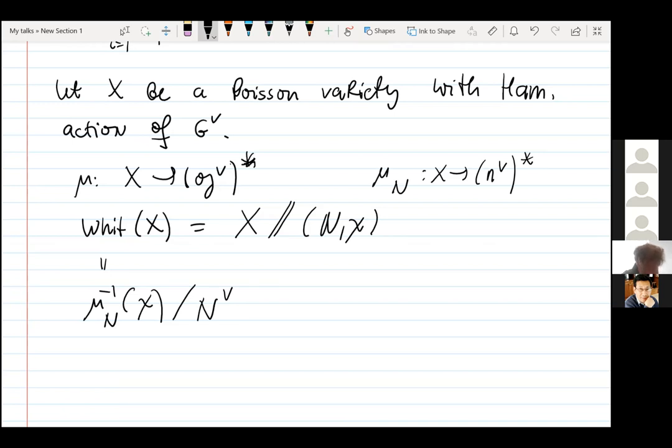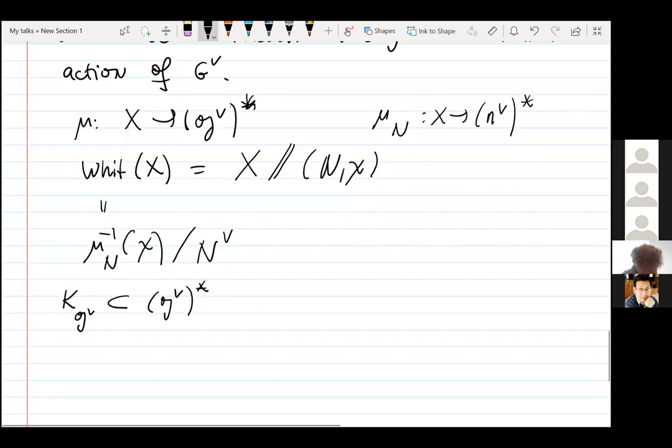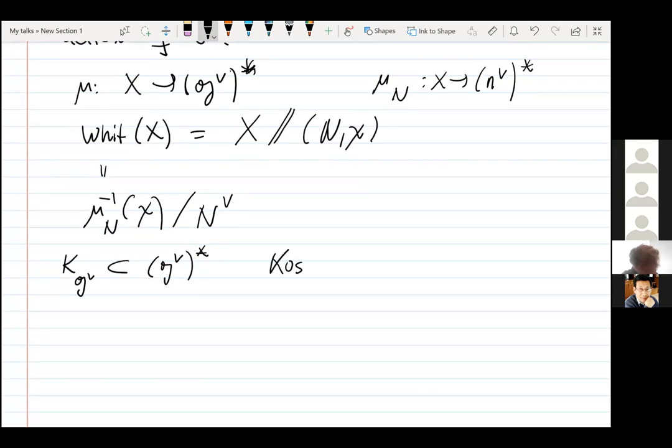So this way is nice because it shows that you get something Poisson. But another way to do this is the following. Inside, let's consider this G check star. And inside one has a certain thing, which I don't want to actually recall the definition of, but it's something called the constant section. So this is a section.